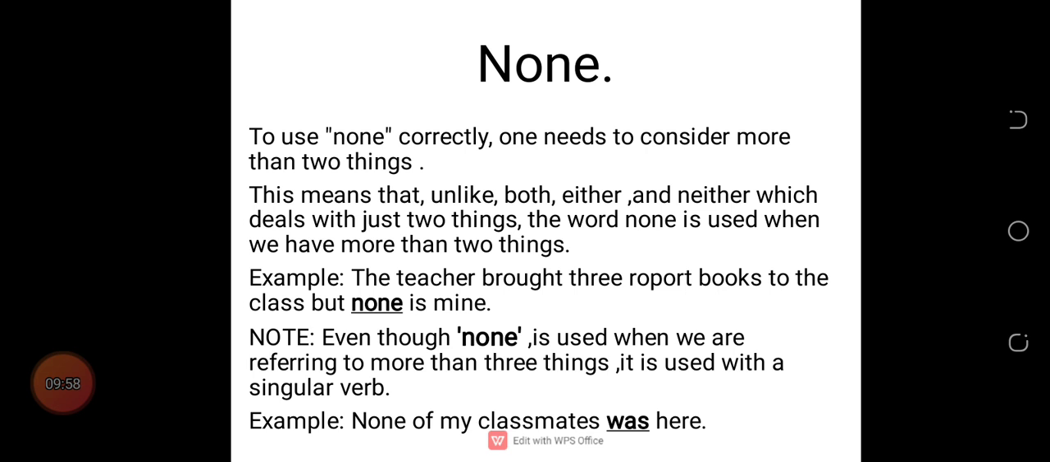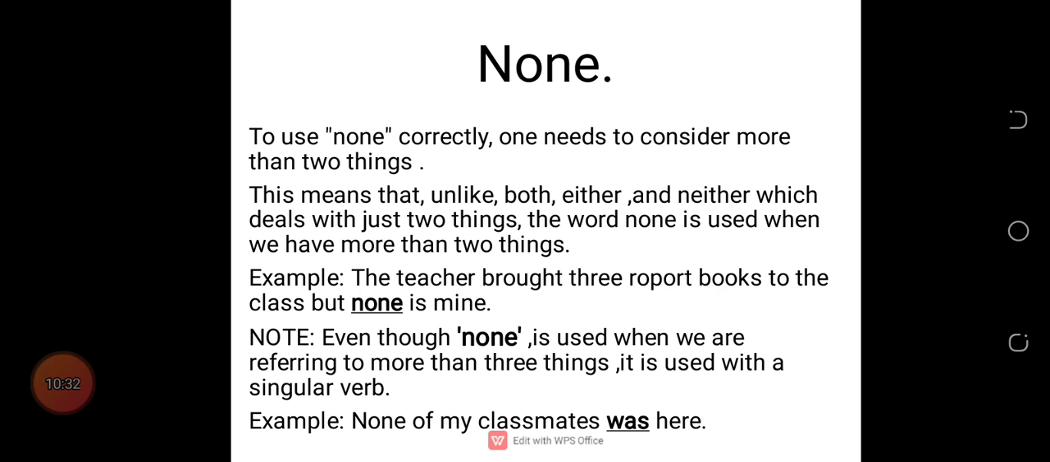This means that unlike both, either and neither, which deal with just two things, the word none is used when we have more than two things.